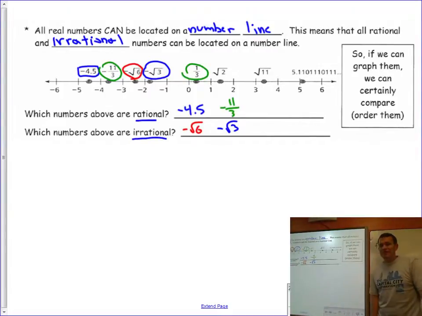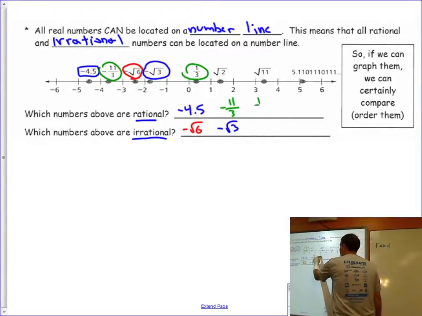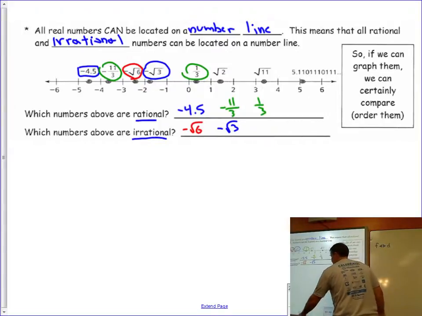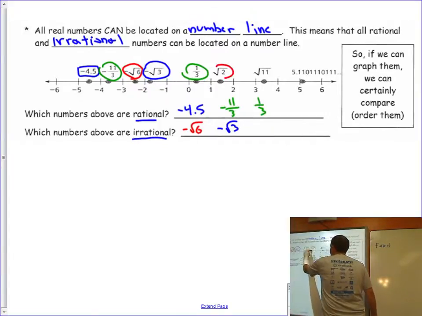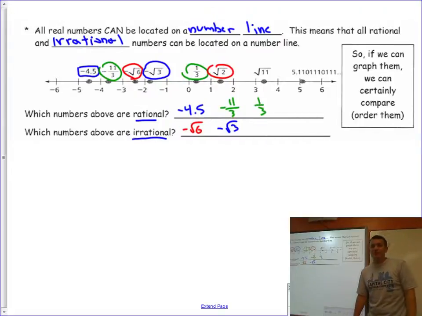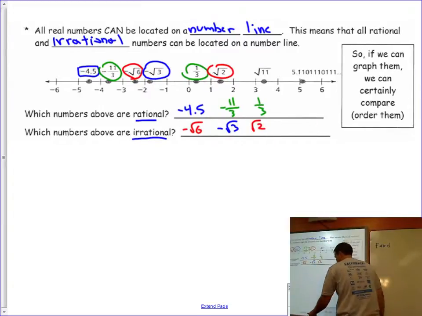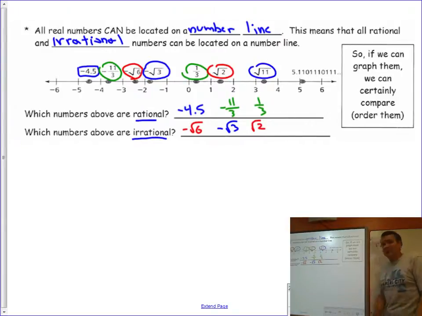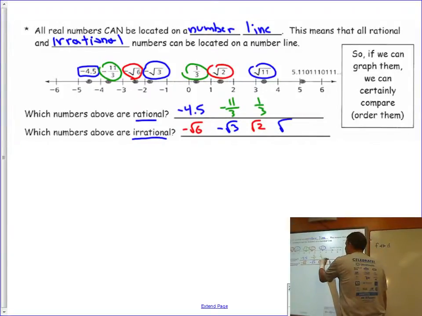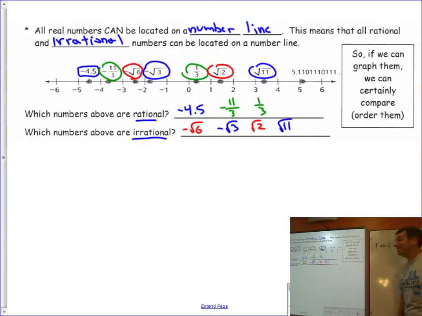Brings me to 1/3. 1/3 is a fraction, so by definition, it's a rational number. It would be a repeating decimal. Brings me to the square root of 2. Again, 2 is not a perfect square, so its square root is irrational. The square root of 11, also not a perfect square, so its square root is a non-repeating, non-terminating decimal.